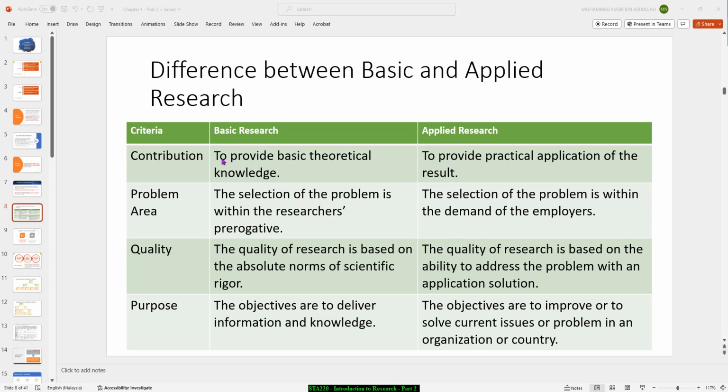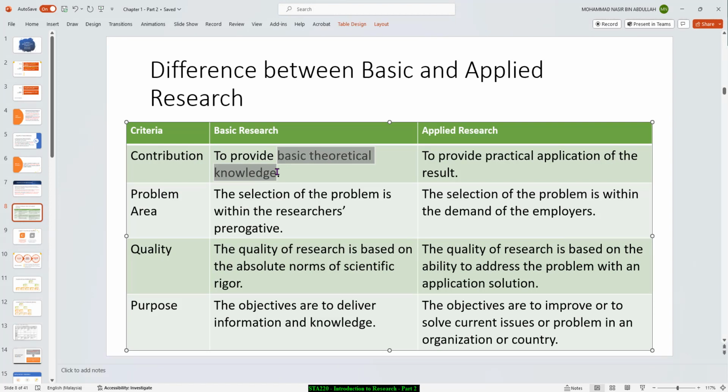So the contribution for basic research is to provide basic theoretical knowledge, only basic theoretical knowledge. But for applied research, it provides practical application of the result, right? This is the contribution of basic and applied. So I hope you can jot down the notes here, right?